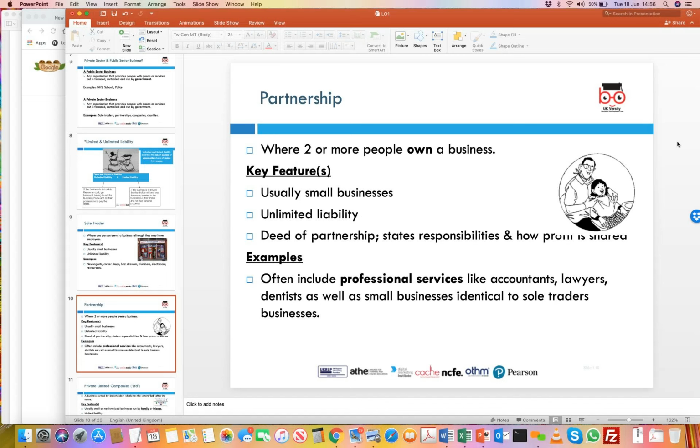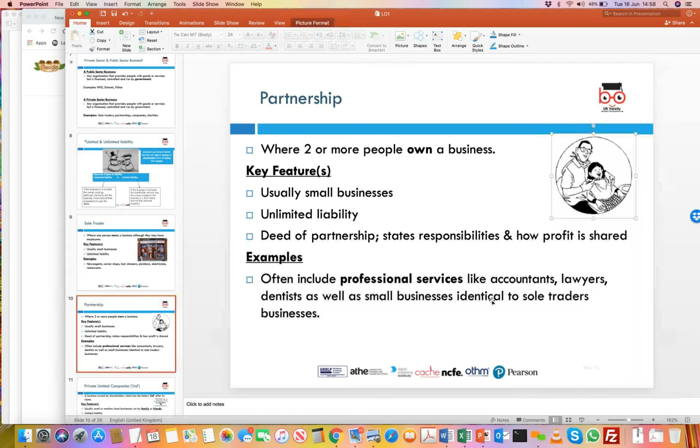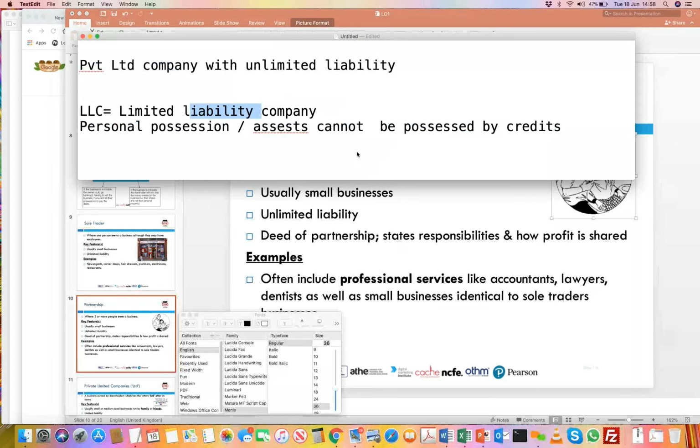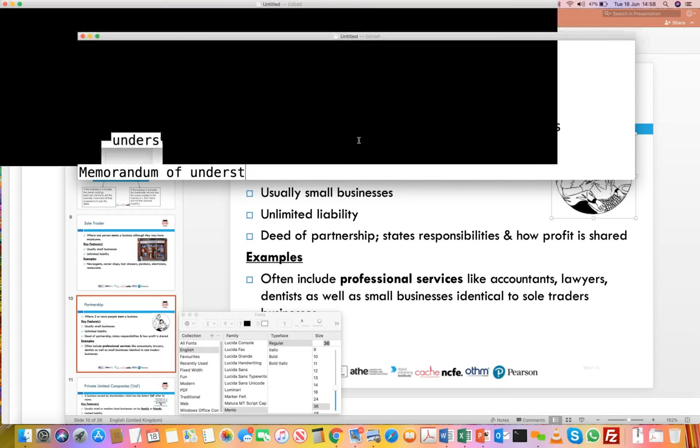So a partnership can have more than two people. That means you can have more than two partners in the business. When you look at accounting firms, solicitors, and some of the service organizations, here what you generally see are partnerships. So here usually the businesses are small, they have unlimited liability, but when you have a partnership, there is a bit of understanding that you have, which is called the memorandum of understanding, MOU.